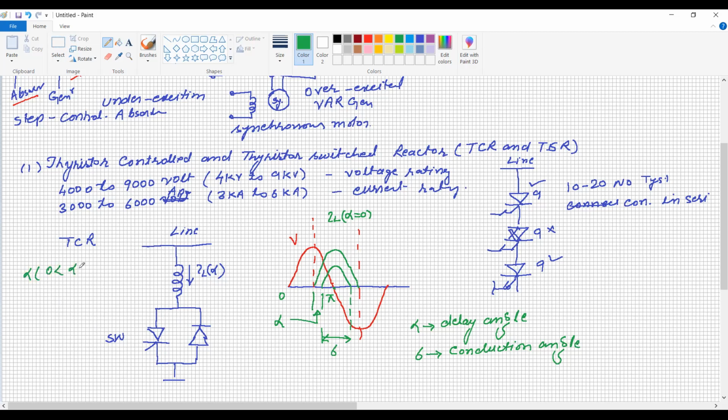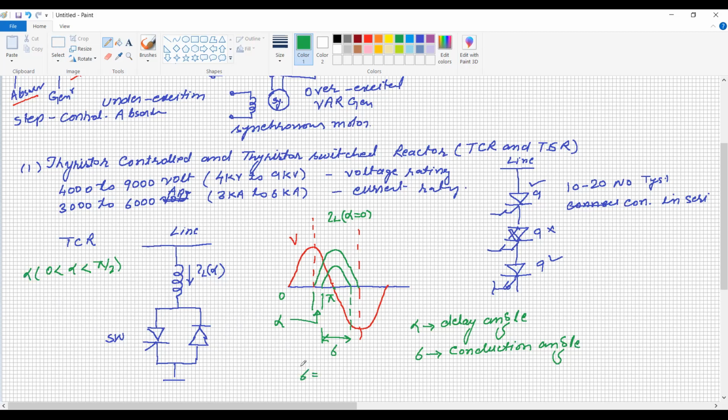The alpha is smaller than pi by 2, 90 degrees, isn't it? So up to this one, but from where is it going to start? It is going to start after 90 degrees. So your conduction angle becomes the conduction angle. What would be the conduction angle? Here the conduction angle is equal to, what would that be?